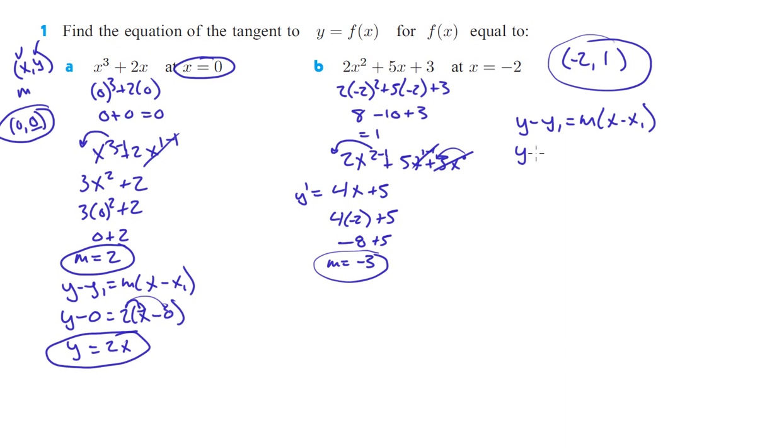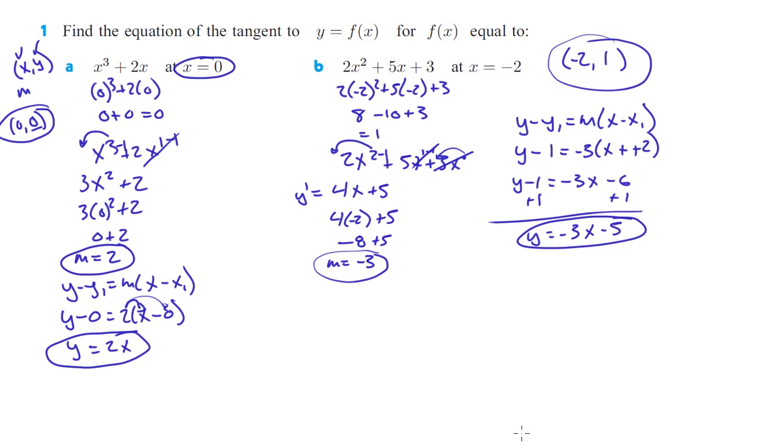Right, so y minus 1 equals m, which is negative 3, times x minus negative 2. So it'll be plus 2 there. So y minus 1 equals negative 3x. Negative 3 times 2 is minus 6. Add the 1 to both sides, and we get y equals negative 3x minus 5 for our derivative function.